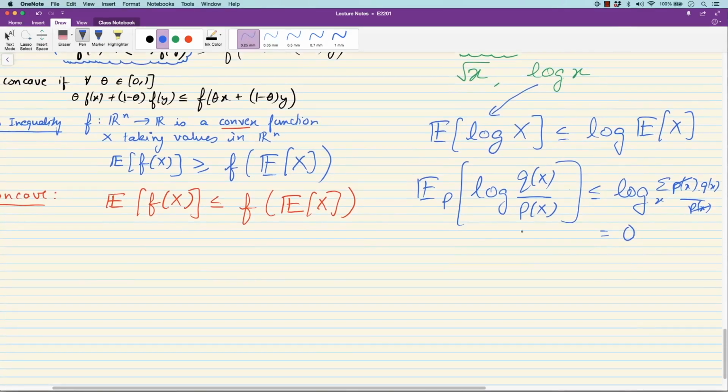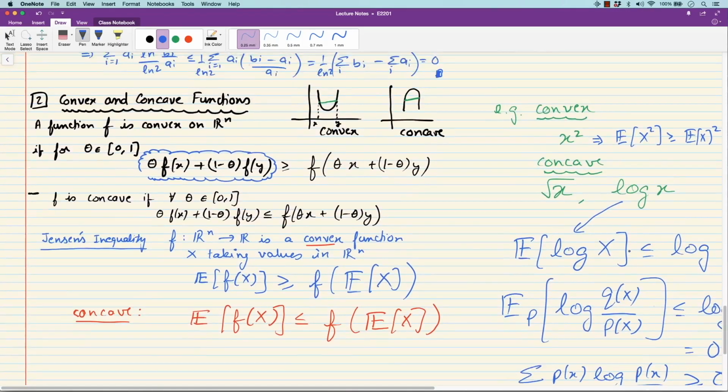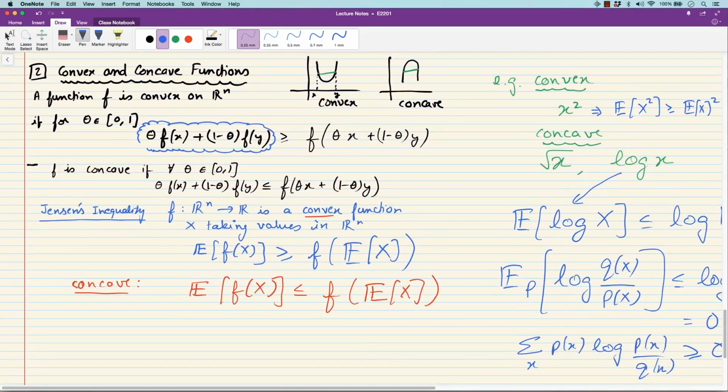So what is this saying? This is saying summation over x of pX log pX by qX is greater than or equal to 0. We didn't remark on it then, but this is basically saying that divergence is non-negative, which is also the same as the log sum inequality. So this is an alternative proof of the log sum inequality. And Jensen's inequality indeed is much more powerful than just the log sum inequality. Okay, so this is something about convex and concave functions. We have this Jensen's inequality holding for these functions.